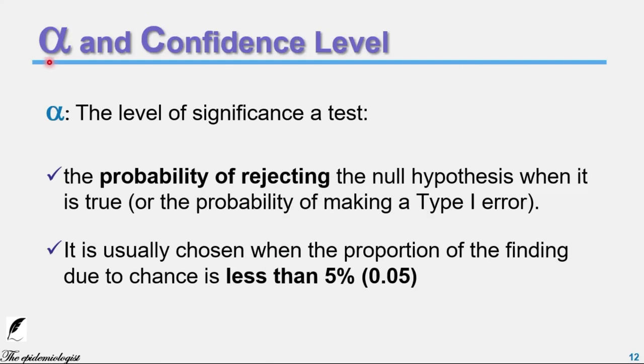We hear from statisticians about alpha and confidence levels. What does it mean? Alpha, the significance level of a test, is the probability of rejecting the null hypothesis when it is true, or the probability of making a type I error. It is the proportion that mentions correctness, while it is not correct. It is the proportion found by chance. Alpha is usually chosen when the proportion of findings due to chance is less than 5%.